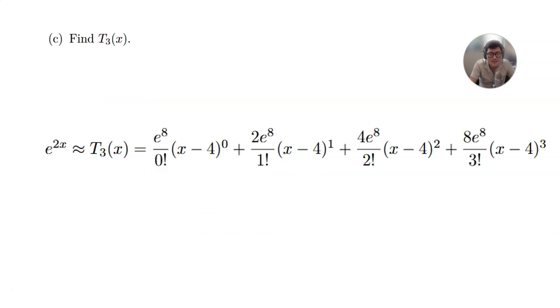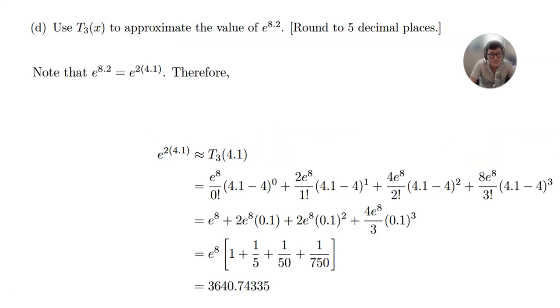Part C wants us to find the third degree Taylor polynomial. So we have e to the power of 2x is approximately equal to our third degree Taylor polynomial, which is the first 4 terms because we're looking for a cubic. And so we end up getting this cubic polynomial here that approximates our original function.